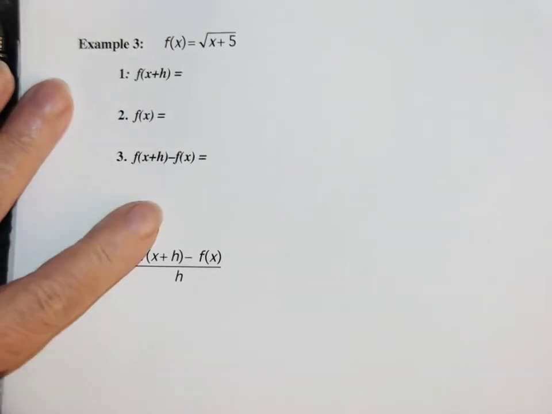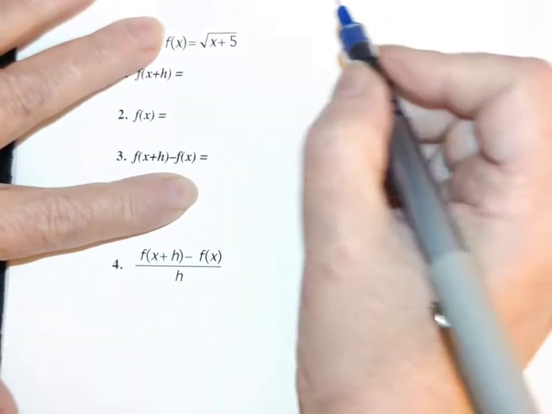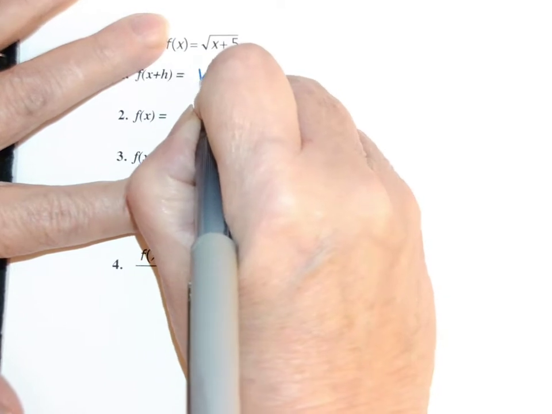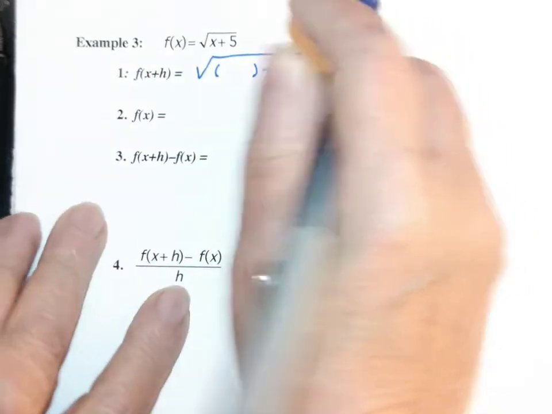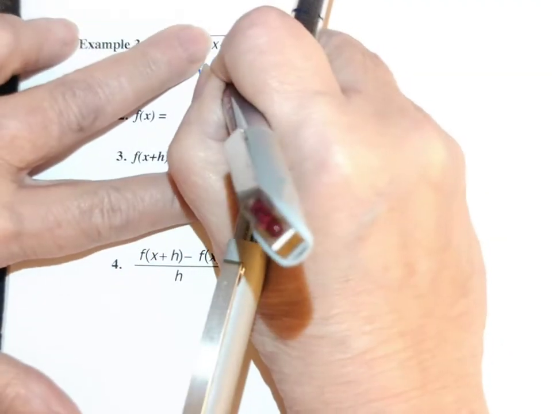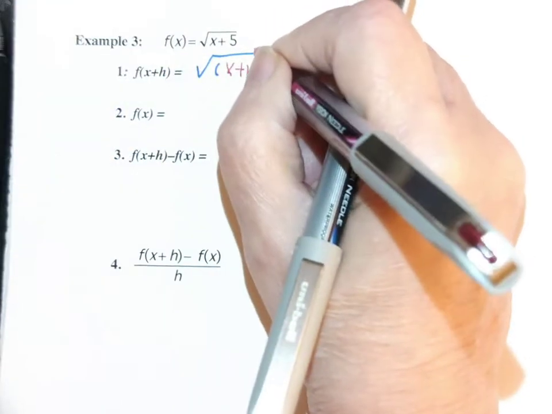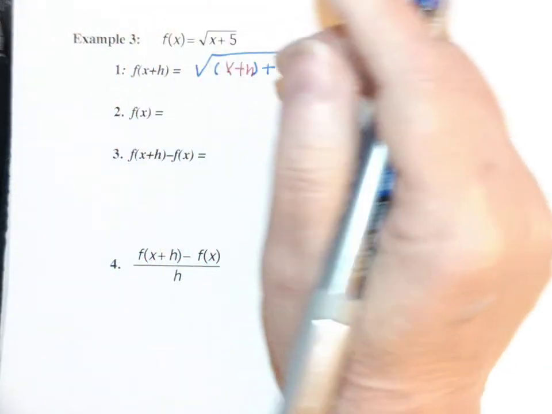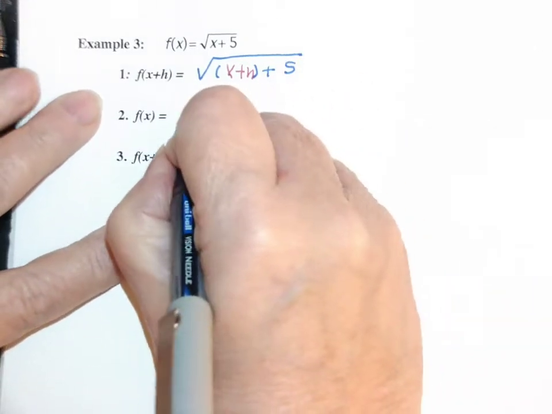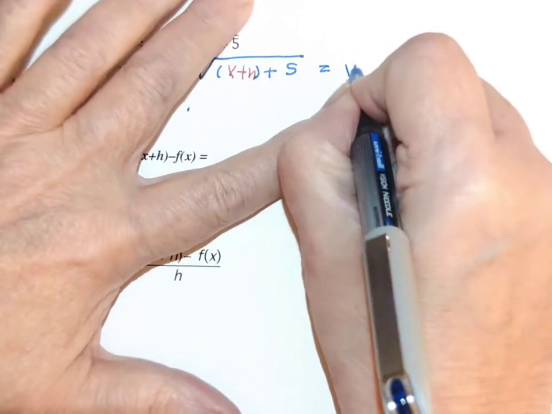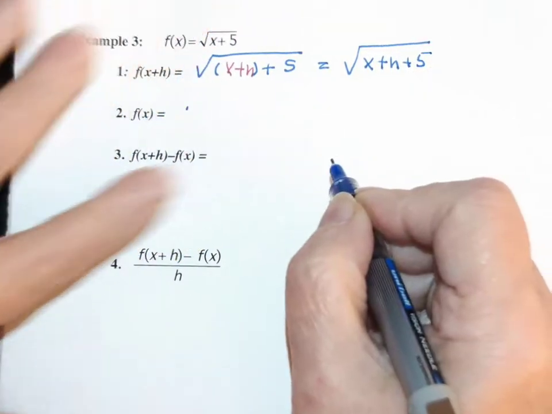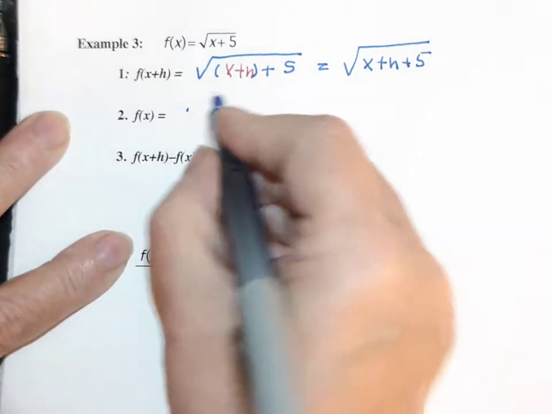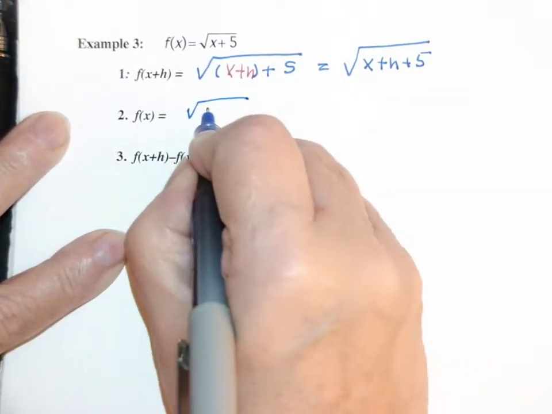Now this one's just a little different, so it's a radical. So if I look at this guy, we're going to have the square root of, take the x out, put in x plus h, so this is really the square root of x plus h plus 5. The original function is the square root of x plus 5.